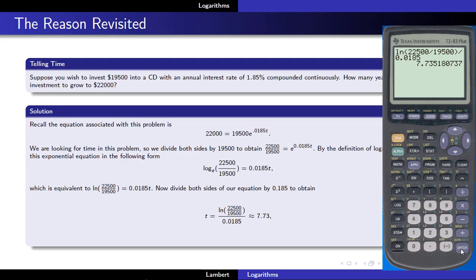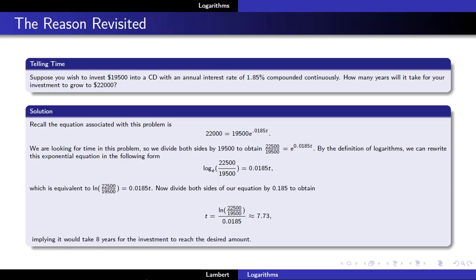7.735, or in other words 7.73 or 7.74. Really it's not going to make much of a difference since we're looking for years. How many years will it take? Well, notice you need a little bit longer than 7 years, so it'll actually be 8 years when we're looking for our investment to reach that desired amount.